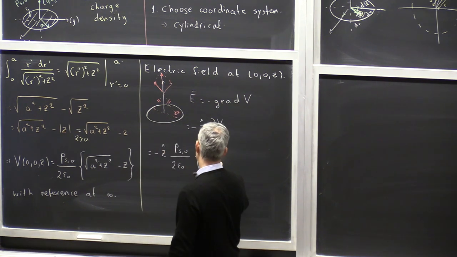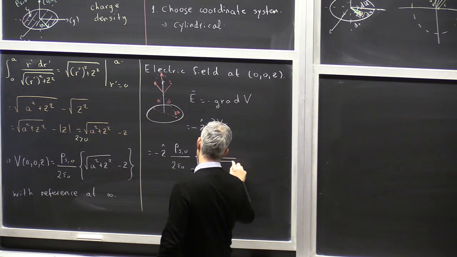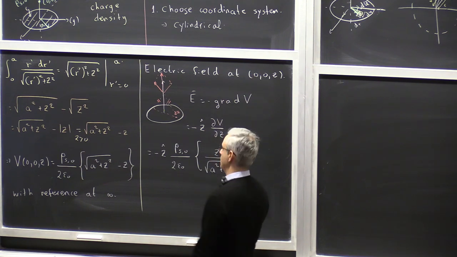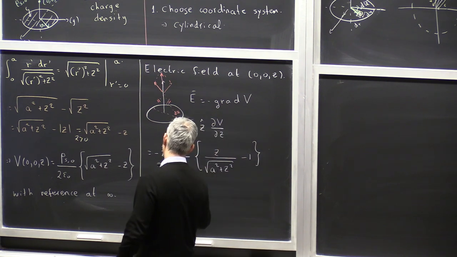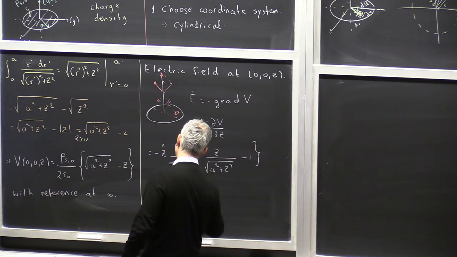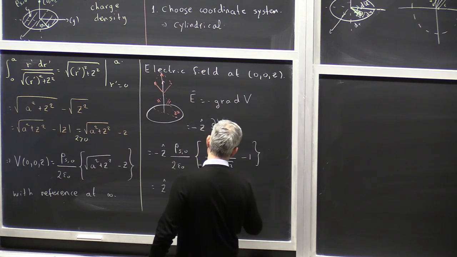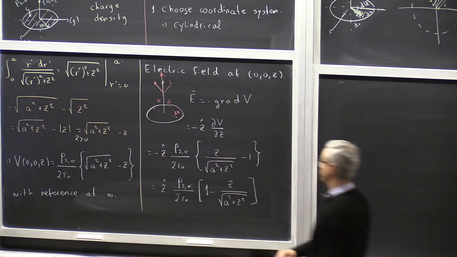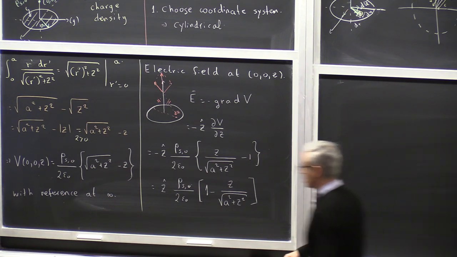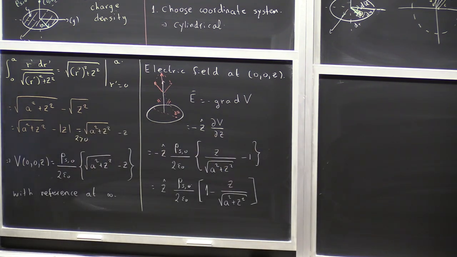So here I have the derivative of this minus 1, or if you wish, z hat rho s naught, the constant charge density, to epsilon naught, 1 minus z squared over a squared plus z squared. Okay, so this is the electric field that is generated by this charge distribution. And that completes the problem.